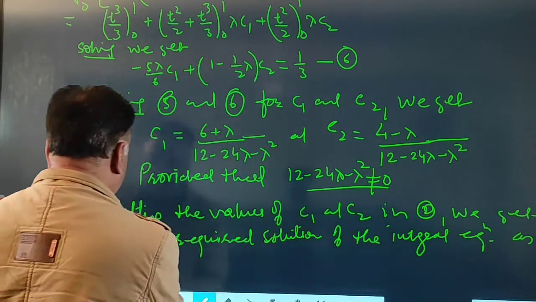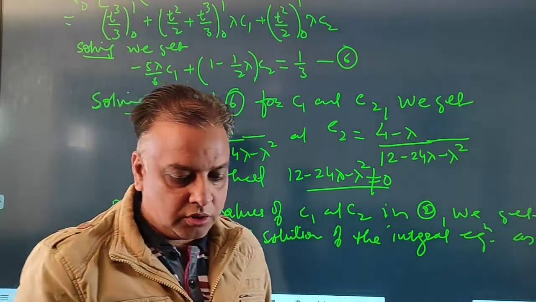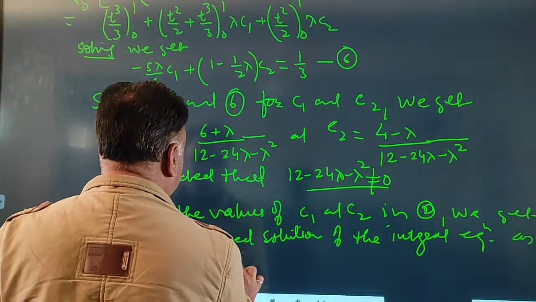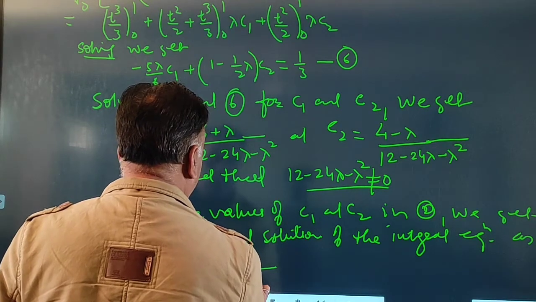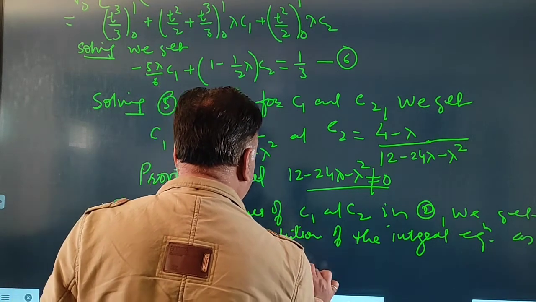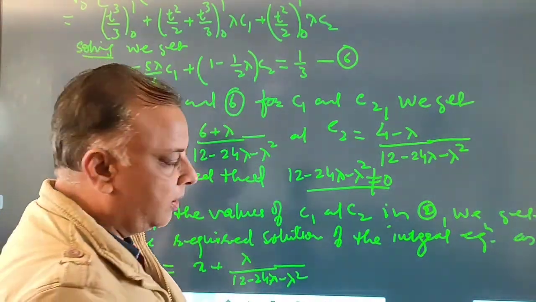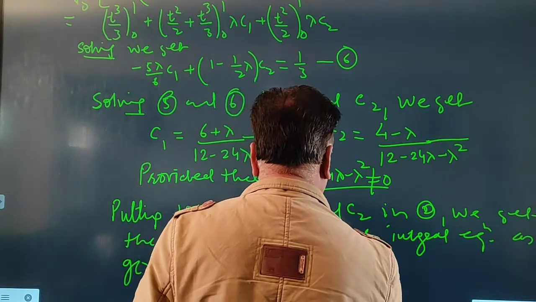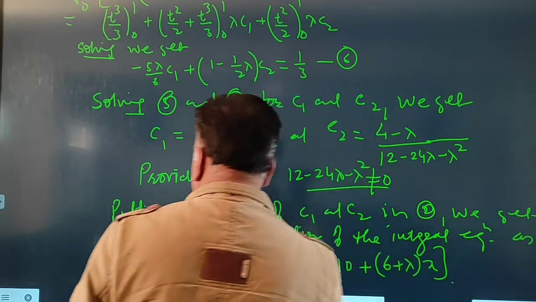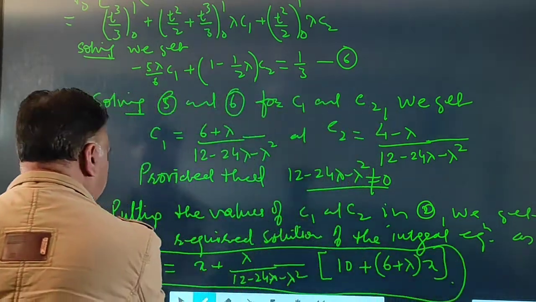The required solution is g(x) equal to x plus lambda upon 12 minus 24 lambda minus lambda square into 10 plus 6 plus lambda into x. This is the required solution of the given integral equation.